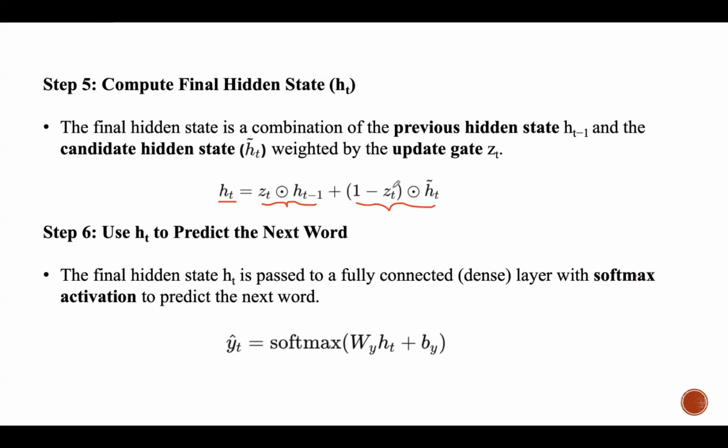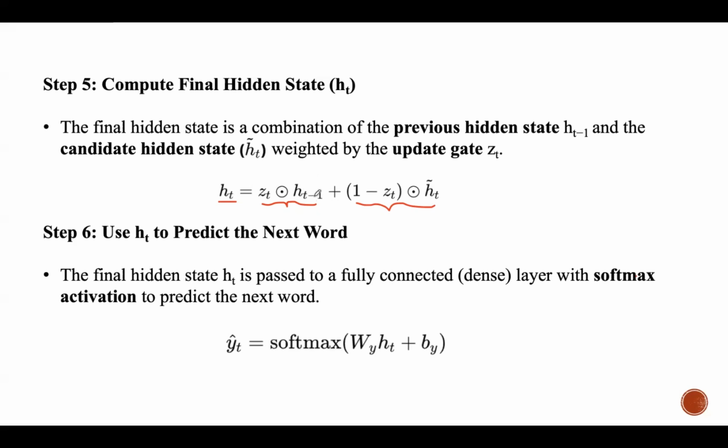So, how much of the new candidate hidden state should be used? There is no need to use the complete hidden state, right? Only the important part is necessary. How much of that part is required will be decided by this 1 minus z_t. And if this z_t value is close to 0, most of this h_t hat is used. If this z_t value is close to 1, then most of this h_{t-1} will be retained, right?